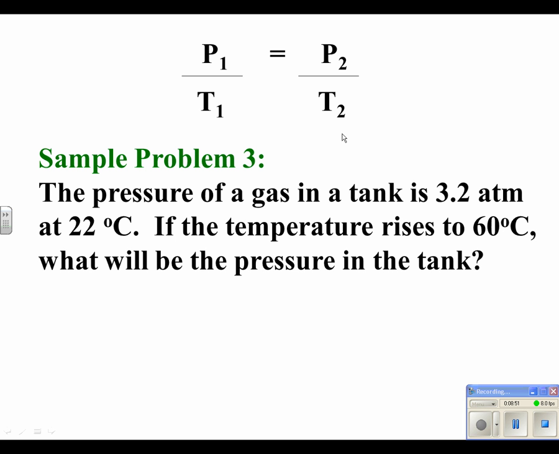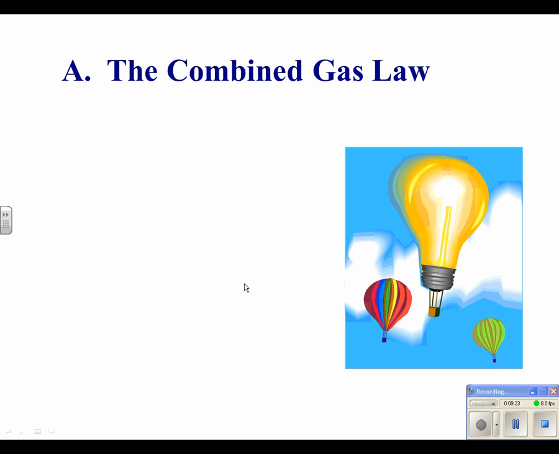Here's our sample problem. We have a pressure, the temperature goes up, so the pressure should go up also. Solve that problem through, and come back again. You should come up with 3.6 atmospheres. Since we put in units of atmospheres, we're going to get units of atmospheres out. The important thing: make sure that you convert that to Kelvin. Otherwise, you're going to get the wrong answer.